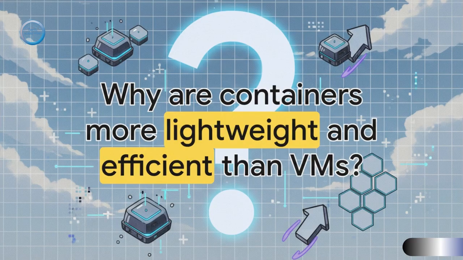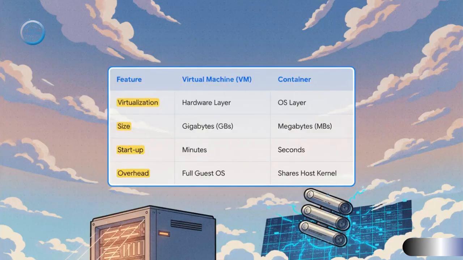Now, you might be thinking, hold on, didn't we already have a way to isolate applications with virtual machines? And you'd be absolutely right. But containers represent a massive leap forward in efficiency. And the reason all comes down to what they virtualize. See, a virtual machine virtualizes the underlying hardware. This means each VM needs its own complete separate guest operating system, its own kernel, its own system files, the whole shebang. That's why they are huge.